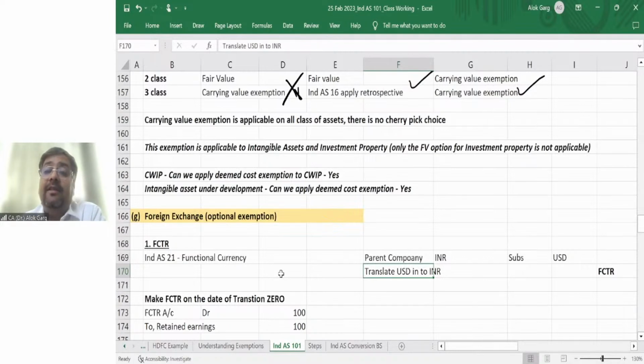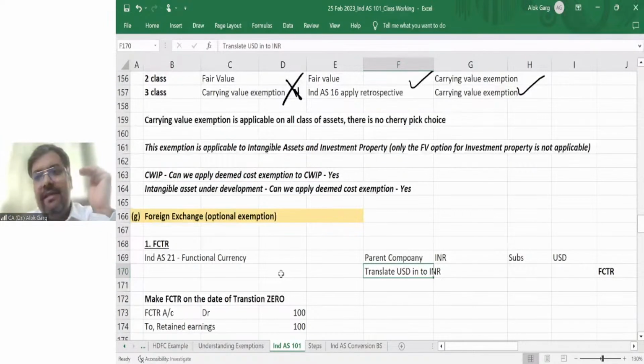And what is the fundamental rule? Apply all the provisions of Ind AS 21 retrospectively. For a company like Tata, for a company like Reliance, is it possible to go back in time and check every year what was the functional currency? Is it possible? Answer is no, next to impossible. So that is why Ind AS 101 has given you a very simple rule. What is that simple rule? On the date of transition, whatever foreign currency translation reserve is there as per IGAP, make it zero.